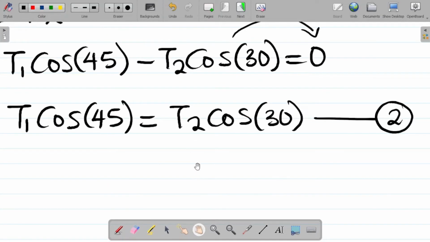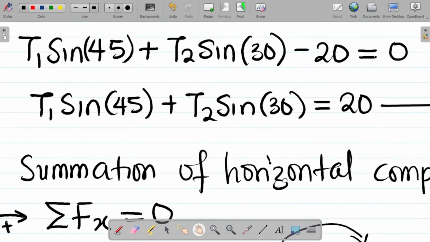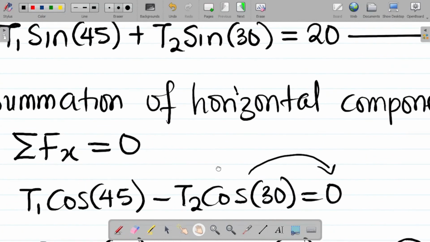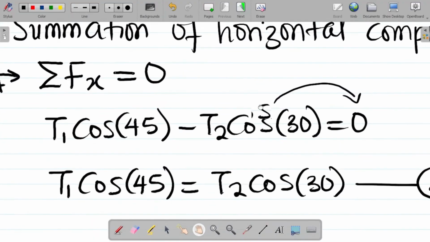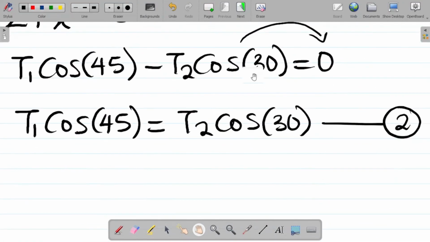All right, let's get equation 1 and 2 and solve them simultaneously. From equation 1, what's the value of T1? Let's record that.